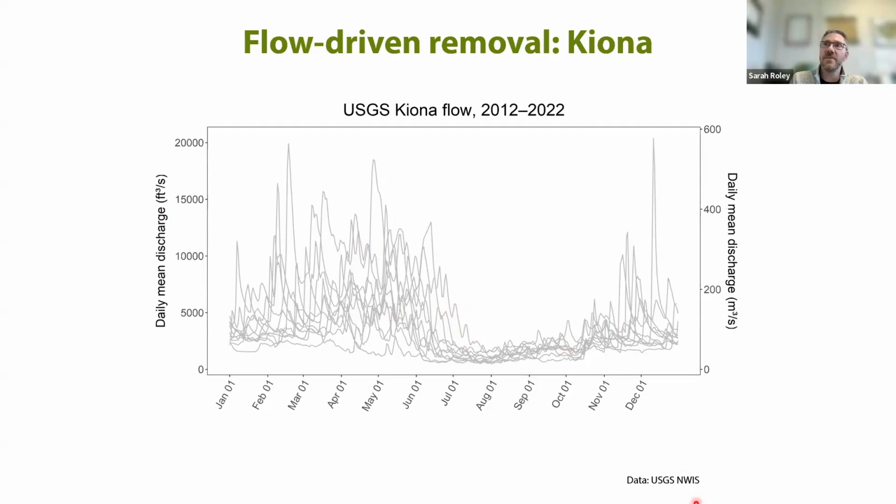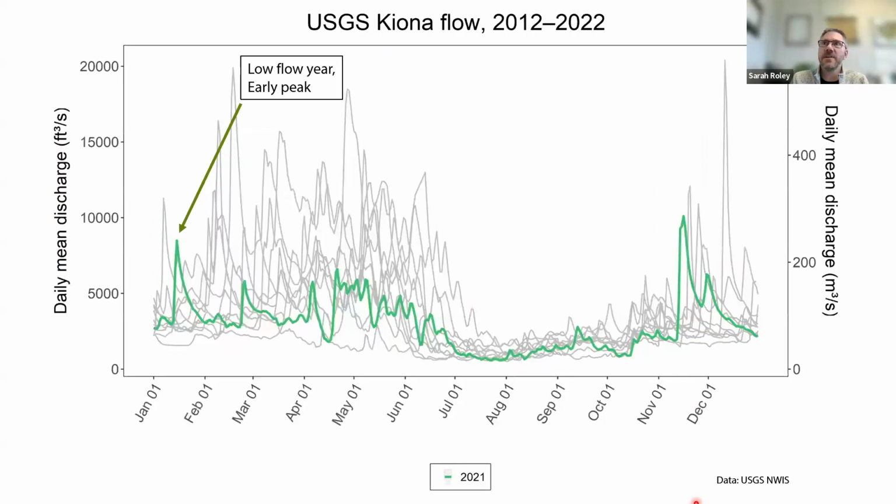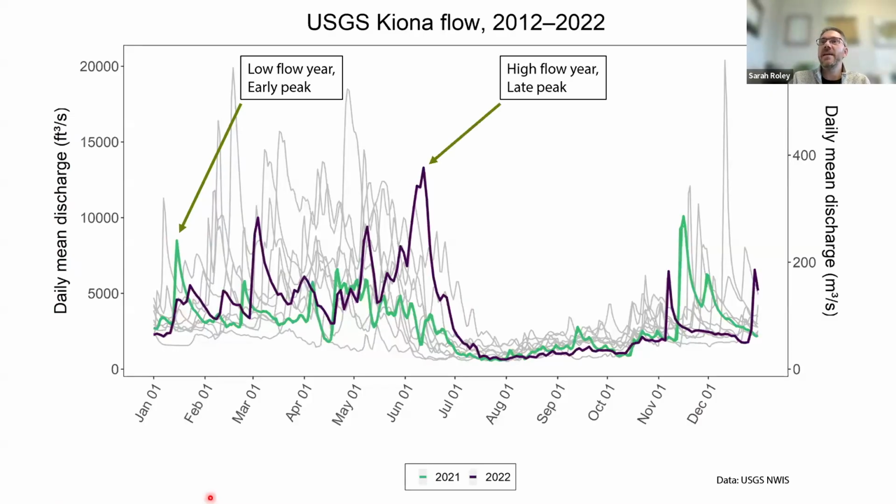And I had sensors in the river in 2021 and 2022. In 2021, we had a low flow year with an early peak in discharge. In 2022, we had quite a high flow year. And notably here, it's not the highest flow that we've had in the last decade, but it was the latest high flow that we have seen in the Yakima at this site.